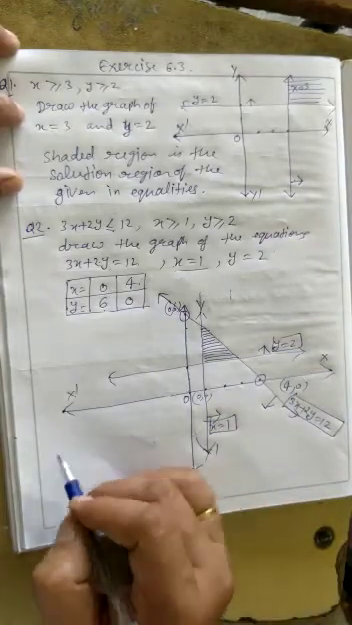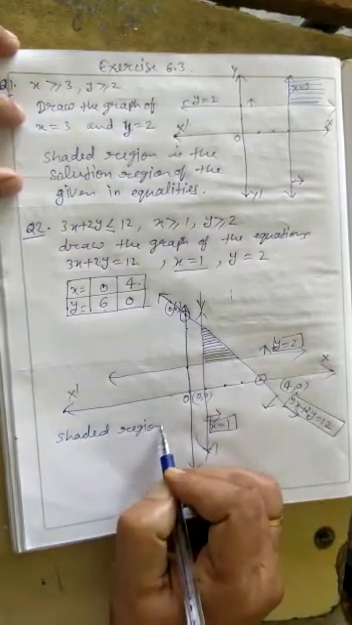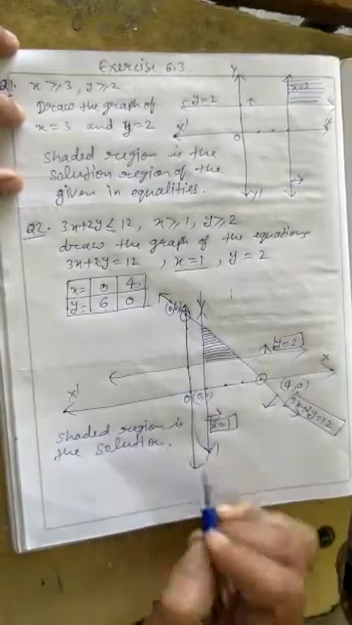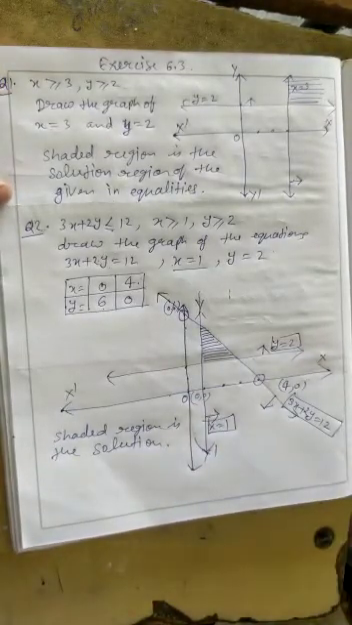You can write: shaded region is the solution. So these two questions, question number 1 and 2 of this exercise, are completed now.